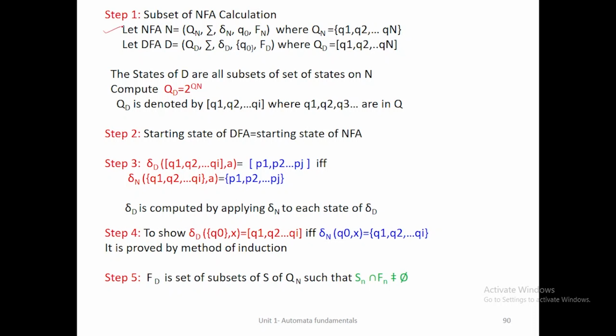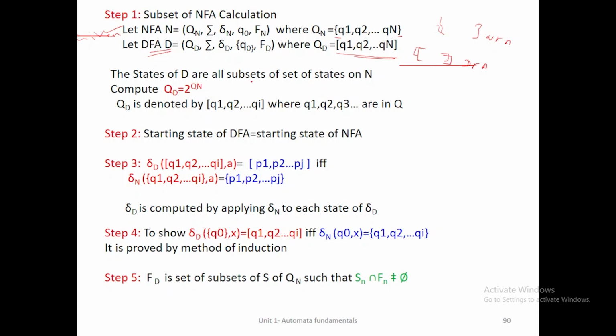So it is a given statement. They will give an NFA. Let the NFA N contain a quintuple representation of 5 components, where Qn contains Q1, Q2 and so on, represented within a set. And we need to calculate the DFA. The DFA state should be mentioned within square brackets. If any state is available within a set, it is an NFA state. If any state is written within square brackets, those states are DFA states.